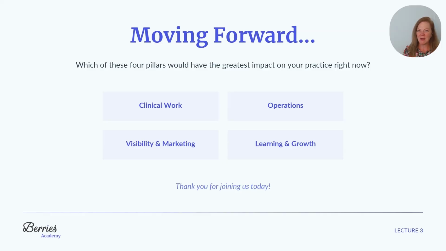I want you to actually think about this. We all know this question. If you could wave a magic wand and get support in one of these areas tomorrow, what would it be? That's your starting point. That's where you pilot your first AI tool.